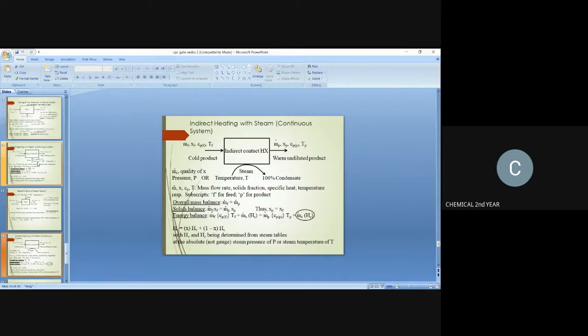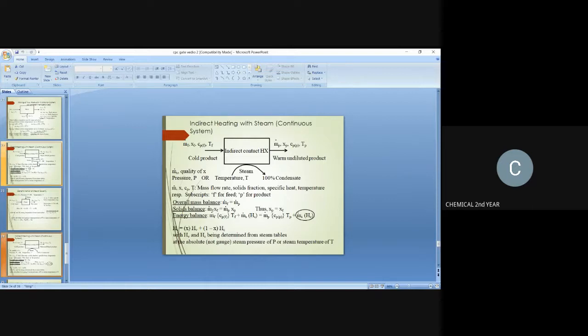The overall mass balance of the above system can be represented as M dot F is equal to M dot P. That is, input is equal to output. Mass flow rate of input, the feed, is equal to mass flow rate of the output, that is the product. The solid balance is given by mass flow rate of the feed into mole fraction of the feed, which is equal to the mass flow rate of the product into mole fraction of the product. Thus, Xp is equal to Xf. Therefore, if the total mass flow rate is equal, the mole fractions also will be equal.